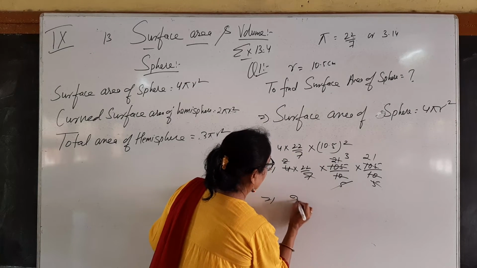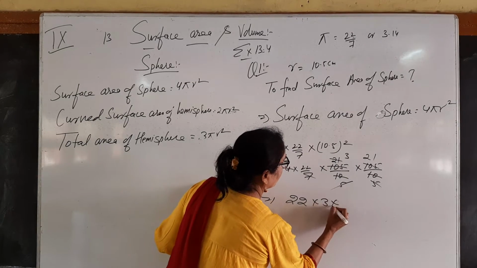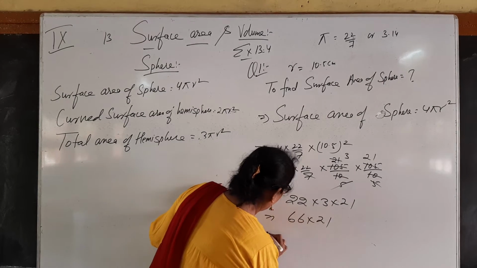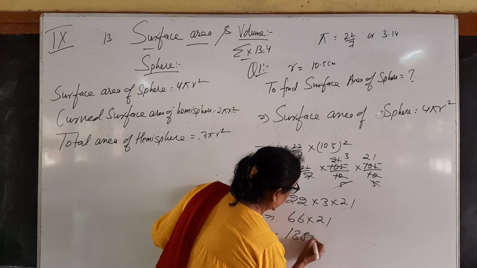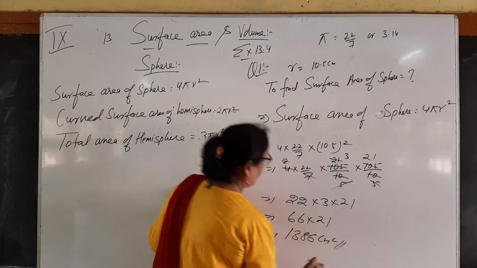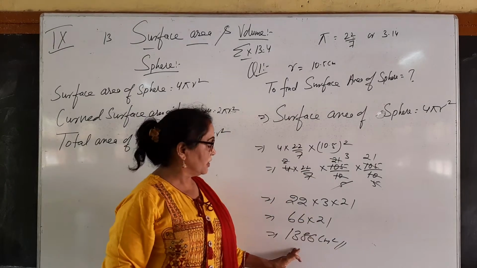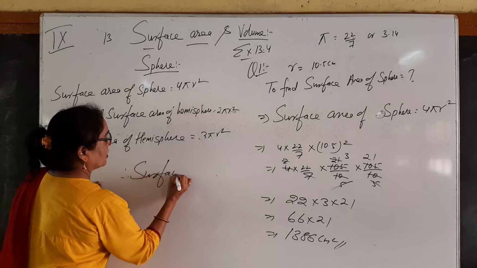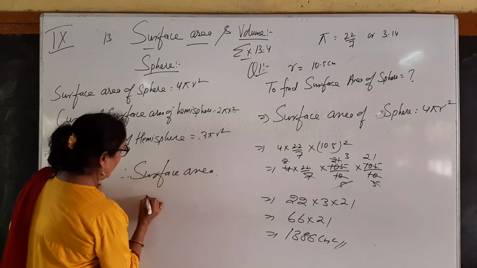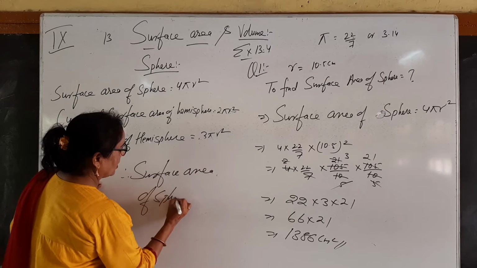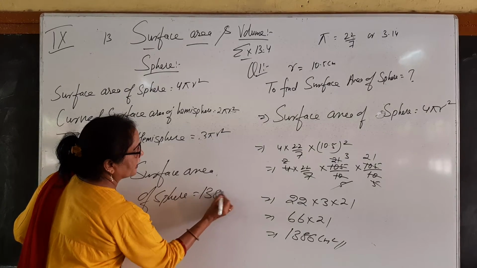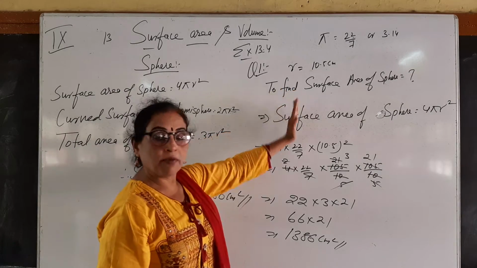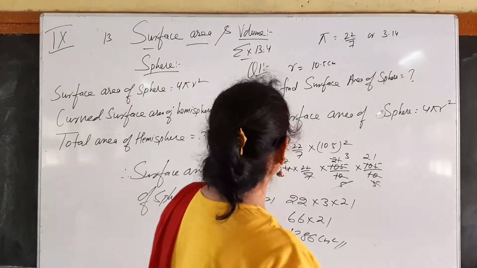So we will get 22 into 3 into 21, or 66 into 21, multiplying gives 1386 centimeter square. If we multiply 66 into 21, we will get 1386. Therefore, surface area of sphere is equal to 1386 centimeter square. This is the answer. Directly the value is given, we put the value in the formula. We will do one more question.